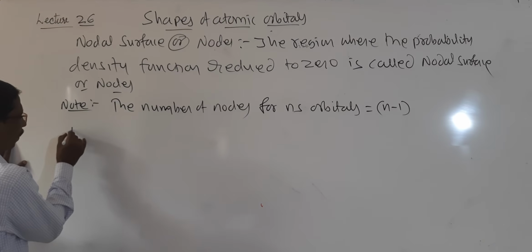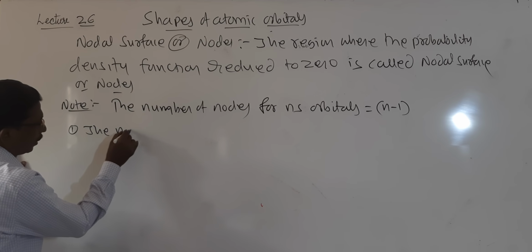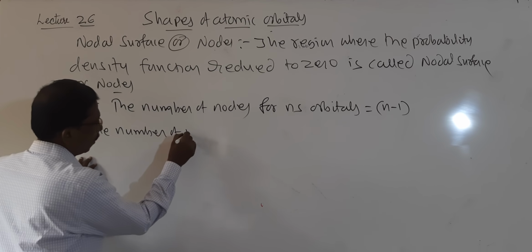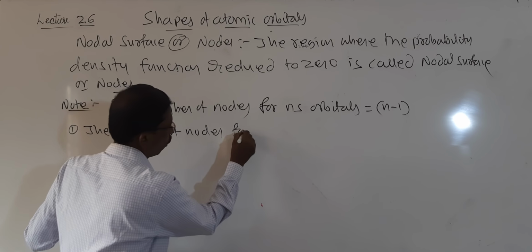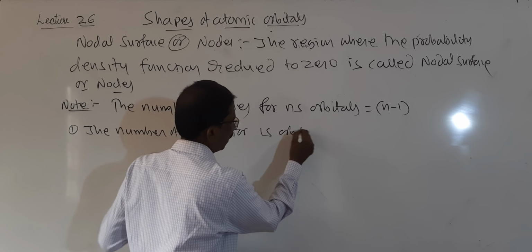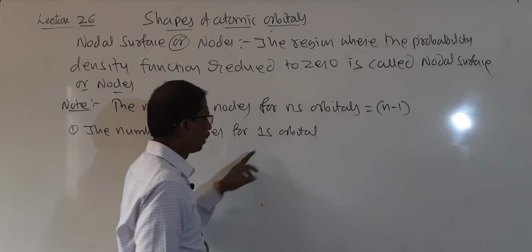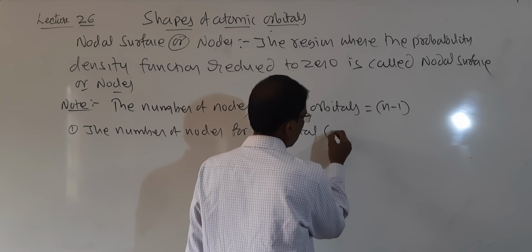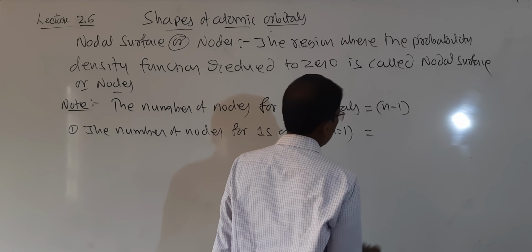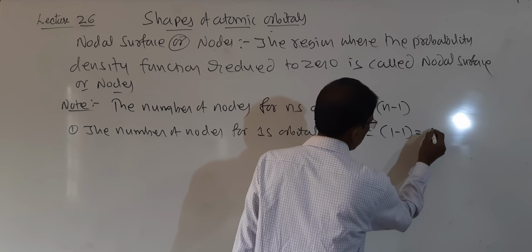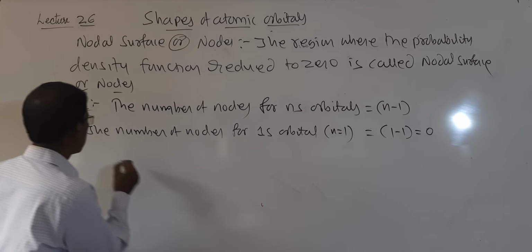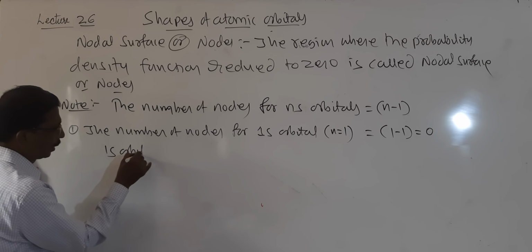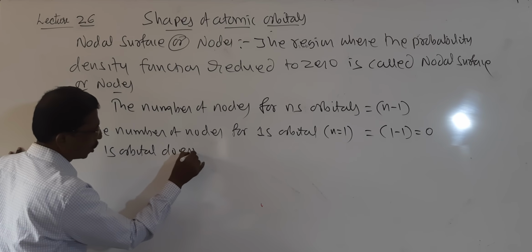Then number 1, the number of nodes for a 1s orbital. A 1s orbital means n is equal to 1, so it is 1 minus 1, which is equal to 0. A 1s orbital does not have any nodes.